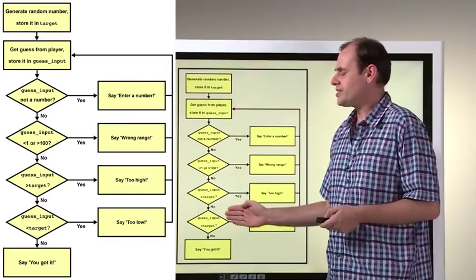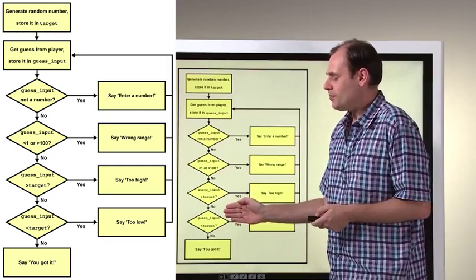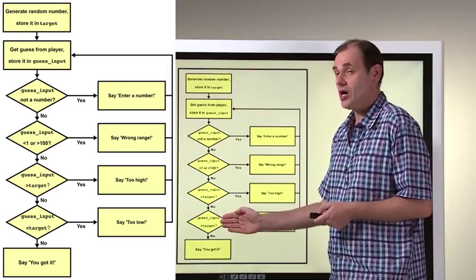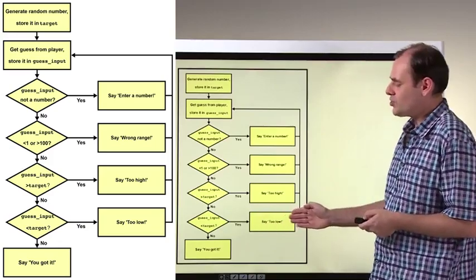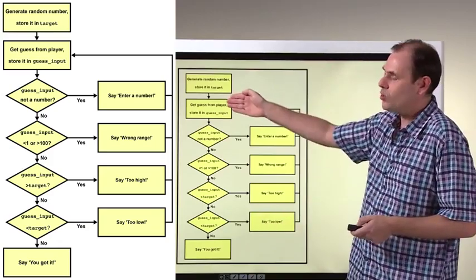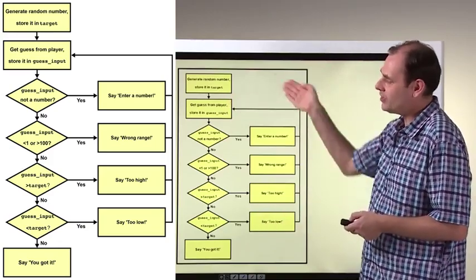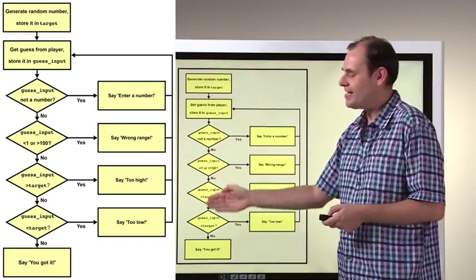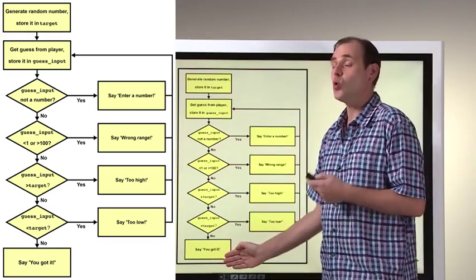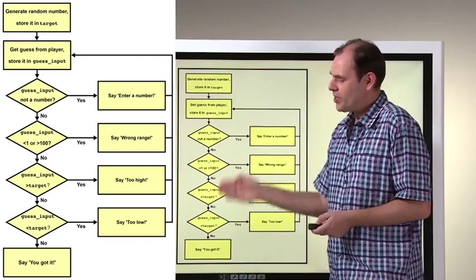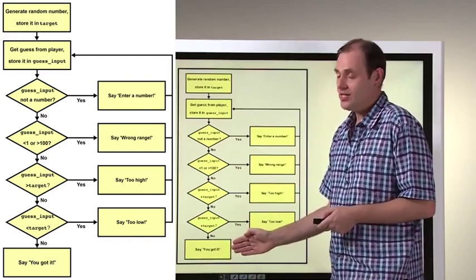And then our fourth test: if the number entered by the player was smaller than the target number, then another message, too low. Back we go, looping again until we have a number entered by the user which passes all of those four tests. If it passes all of those four tests, then they are correct.